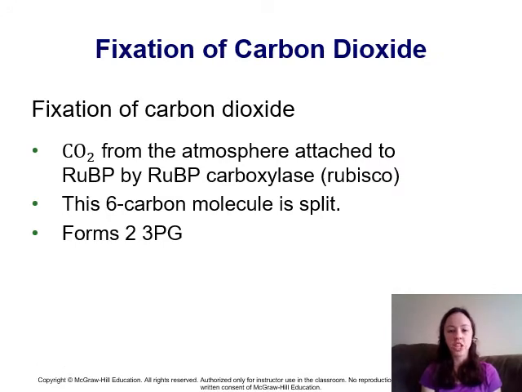So the fixation of any element is when that element is taken from the atmosphere and made into a form that both plants and animals can use. The plant fixes carbon by attaching it to RuBP by an enzyme called RuBP carboxylase. This forms a 6-carbon molecule, which is then split into two 3-carbon molecules called 3PG.